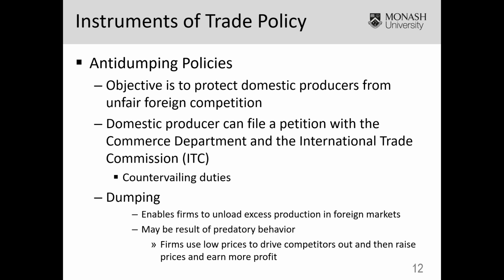Anti-dumping policies. The objective is to protect domestic producers from unfair competition, and domestic producers can sign a petition with the Commerce Department in the US or in Australia. They do it through the Department of Foreign Affairs and Trade, what was formerly Austrade. They deal with, and often through, the World Trade Organization. They can place tariffs or other restrictions to prevent dumping. Dumping is when a product is being overproduced and then sold at too cheap a price.